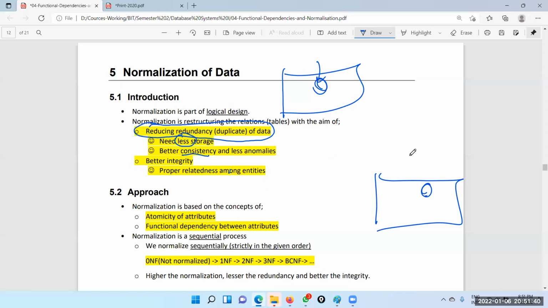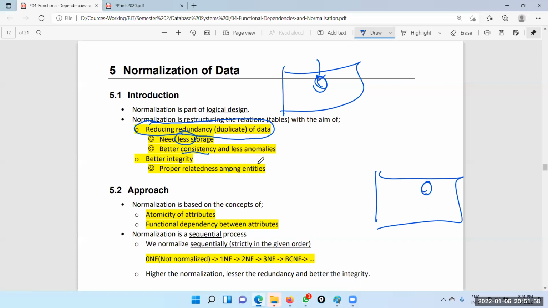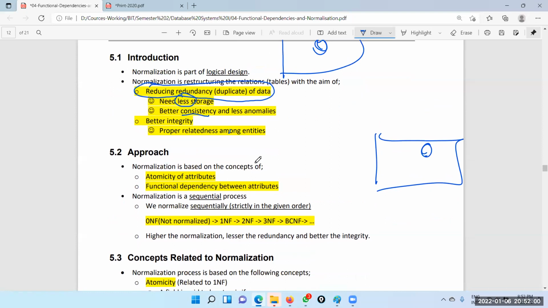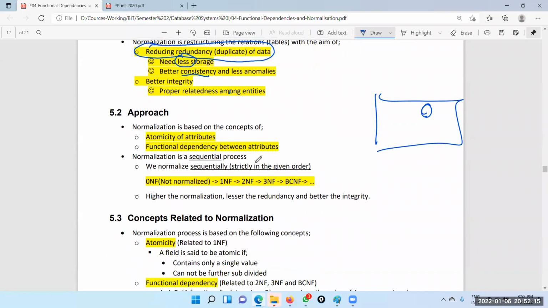And also when you have less redundancy, there's better integrity. We can relate your data in a very precise manner, without any ambiguity. So now you know why we want to do the normalization. Normalization eliminates or reduces duplicate data or redundancy, which indirectly reduces the storage and improves the consistency and the integrity. Right. So how do we do the normalization?